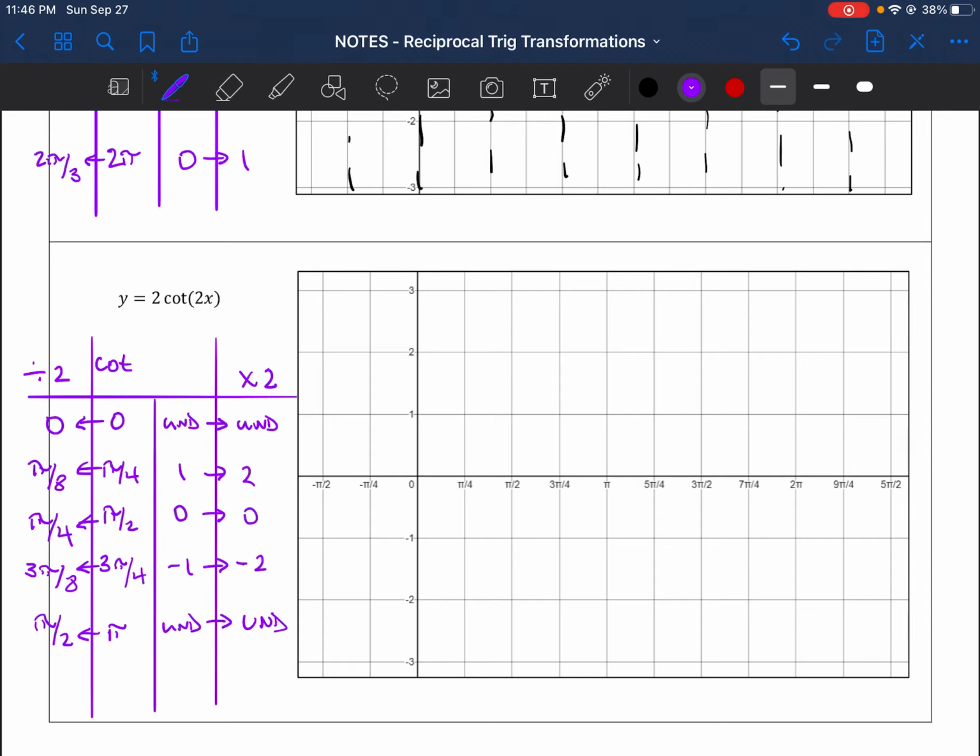So let's go ahead and graph these here. Due to the undefined, we're going to have an asymptote at 0, so let's go ahead and put an asymptote there.